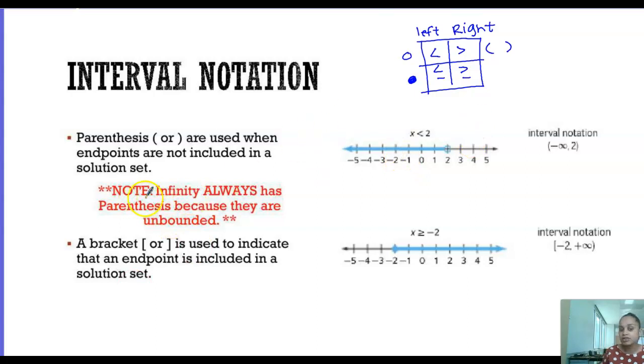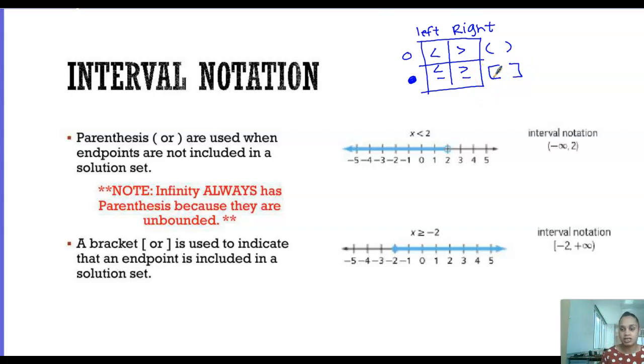And here's a note. Anytime you have infinity, it's always going to use a parenthesis because infinity is unbounded. It goes on and on forever. There's no way to put a cap on that. So next we have brackets. These are used to indicate that an endpoint is included in a solution set. So if something is included, that would be part of that is equal to.